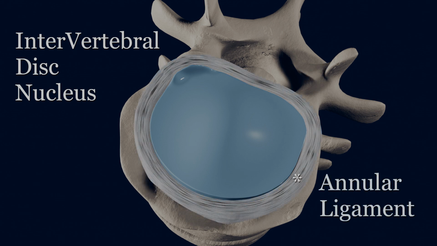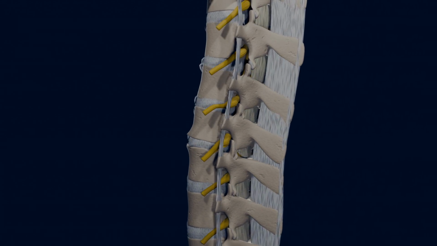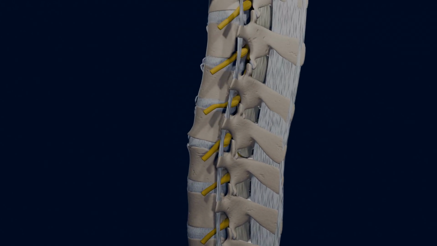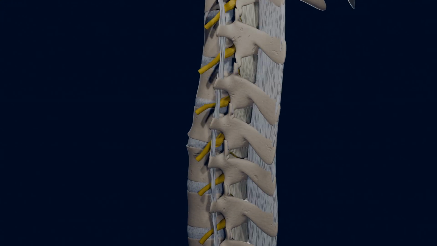It is held in place by an annular ligament. The spine is further supported by a variety of other specialized ligaments. These structures allow forward and backward bending, bending to the side, and twisting.